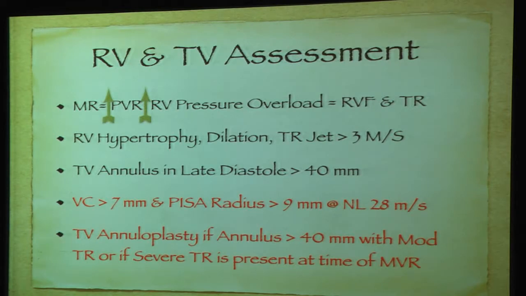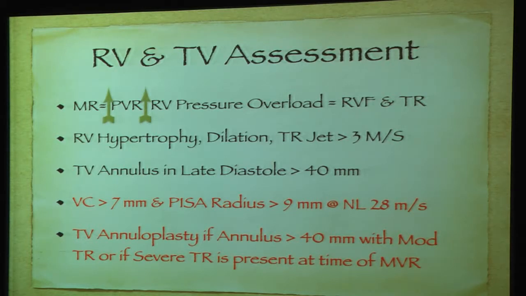We always forget about the right ventricle and tricuspid valve. In the olden days, we used to say, well, fix the left-sided lesions, the right side will get better on its own. That's no longer the case, okay? So when you have a left ventricle with severe MR, that pressure gets reflected back into the pulmonary veins because there are no valves between pulmonary veins and left atrium. It gets reflected back into the pulmonary circulation, and you get pulmonary hypertension.